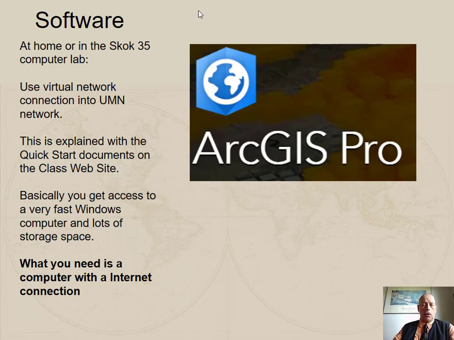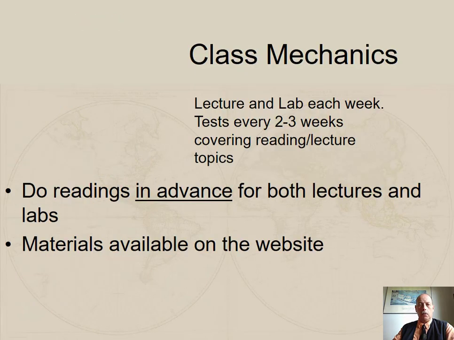I've got quick start instructions on the website on how to understand all this, and we'll have other videos explaining that. But basically, you get a very fast Windows computer this way. The advantage of this virtual network is that it lets the Mac users access the system, because there isn't a native version of the software that runs on the Mac computer. ArcGIS is Windows-only software.